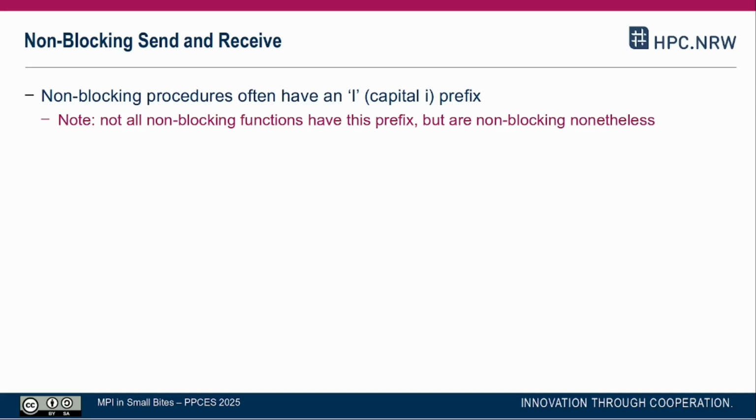But beware, I also said that yesterday, not all of the functions have that. Most of them do, I would say like 90% in MPI, the non-blocking interface has this, but there are some functions that don't have this, but still are implicitly non-blocking. One example would be MPI_Put, MPI_Get. Those two belong to the one-sided communication interface, which we don't cover in this course.